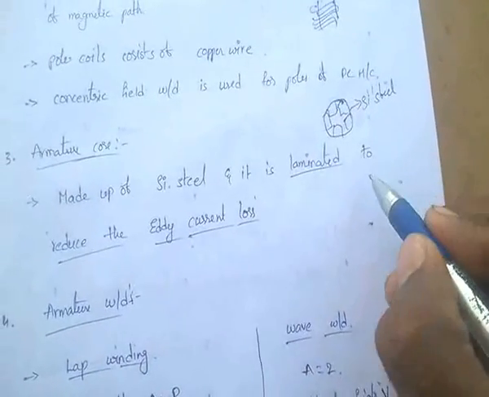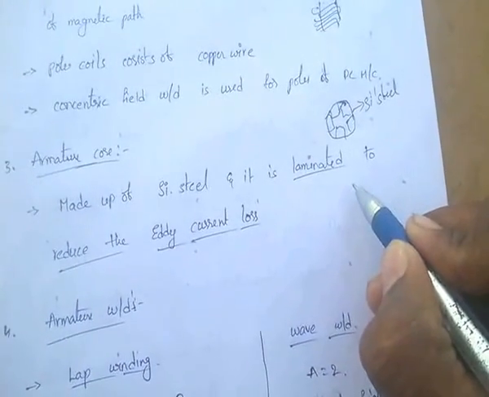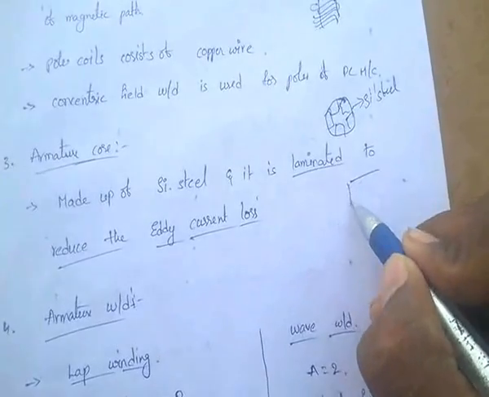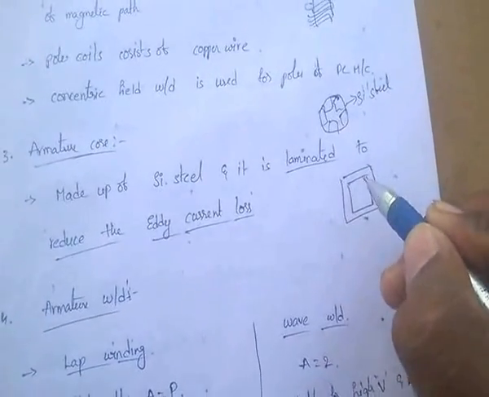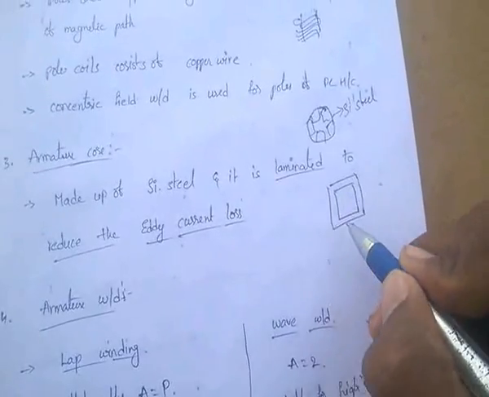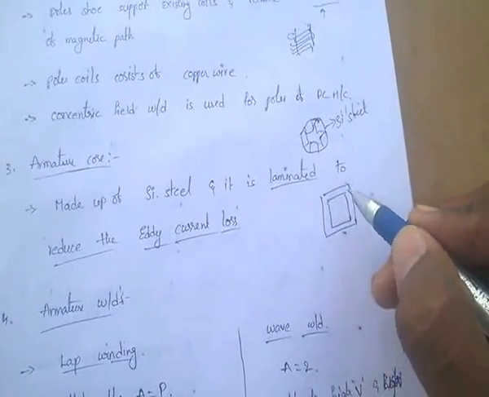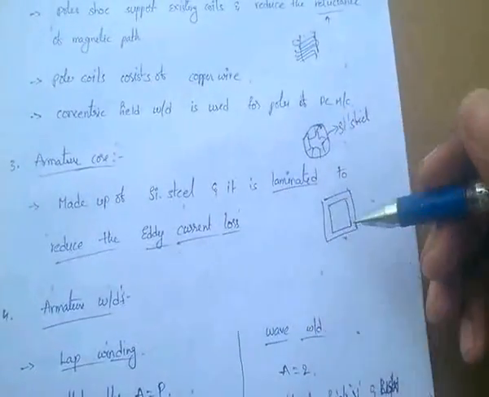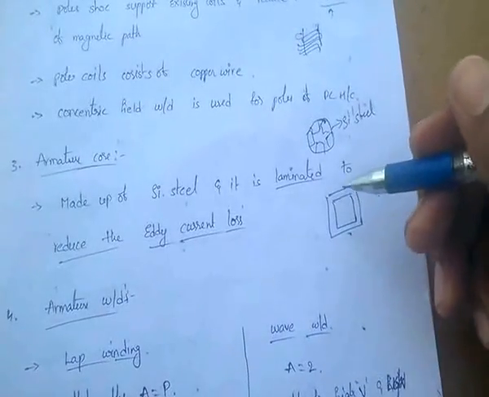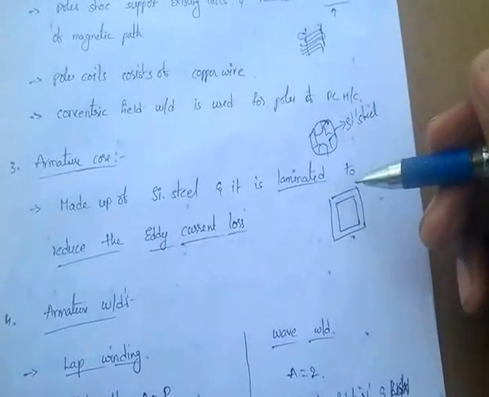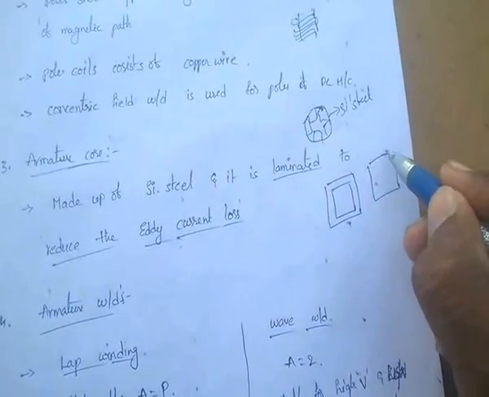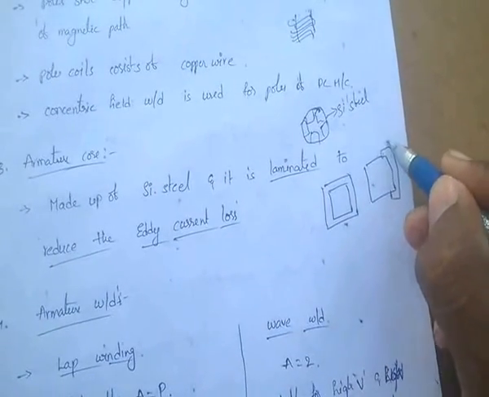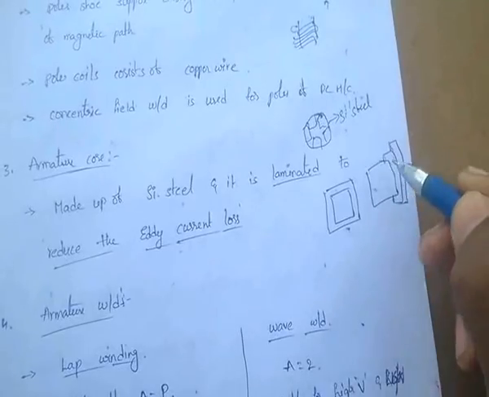What is meant by lamination? Lamination means converting a single core into plates. This single core is converted to plates of core. That means the core is cut into plates and then connected, like so.